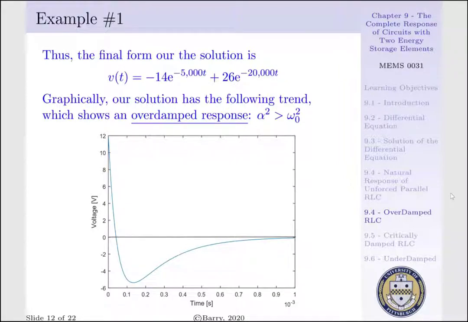If we graph our solution, we see that we start at 12 volts, and we go down to about negative 5 volts within a period of about 0.1 milliseconds. And then our voltage potential begins to asymptotically approach 0. This type of solution is known as an overdamped response, where we overshoot our steady state solution, i.e. 0 volts. An overdamped response is quantified when alpha squared is greater than omega naught squared.